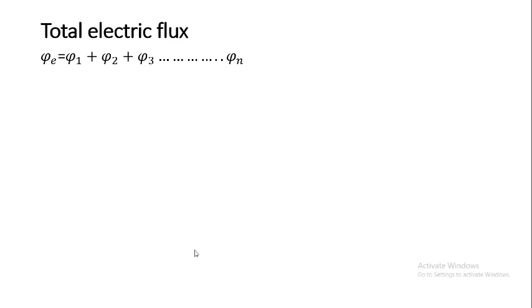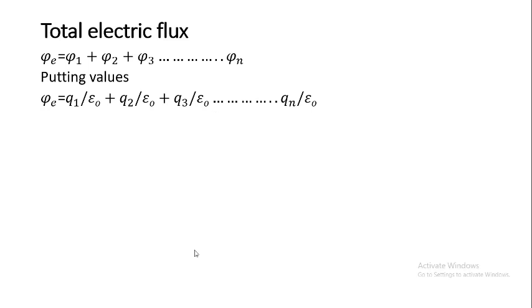Phi, which is the total electric flux through this closed surface, is equal to phi 1 plus phi 2 plus phi 3 up to so on phi n, where phi 1 is electric flux due to charge q1, phi 2 is electric flux due to charge q2, and so on. Phi n is electric flux due to charge qn.